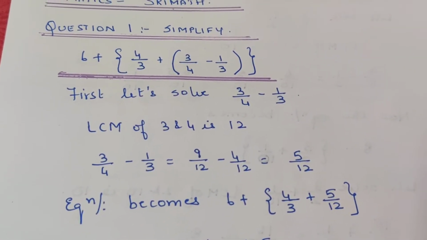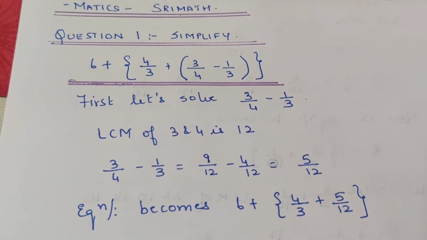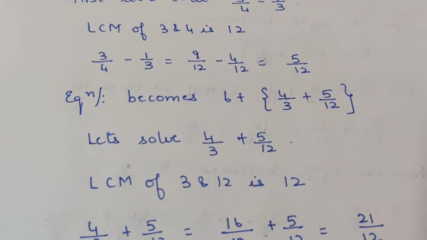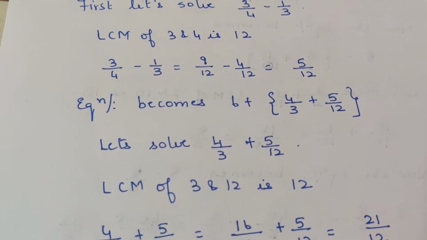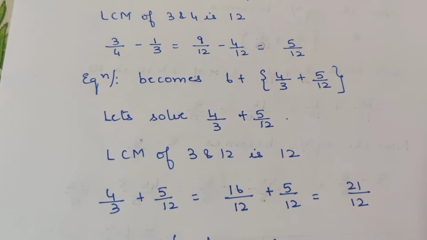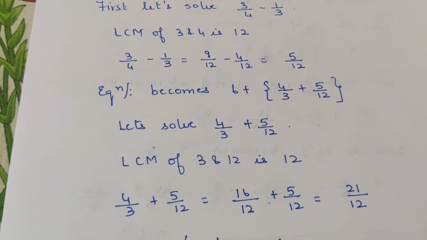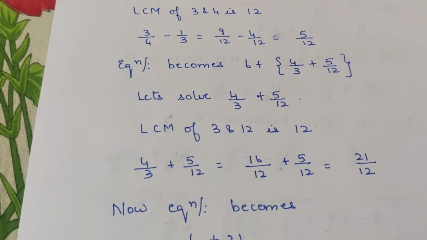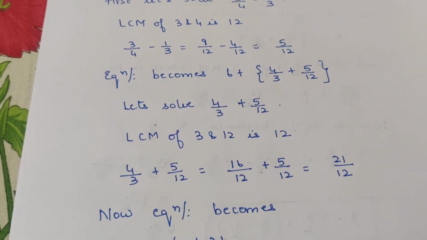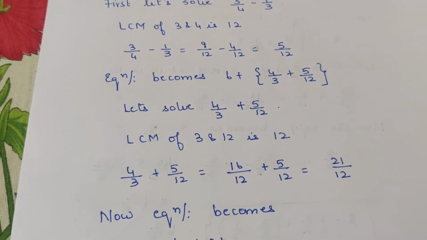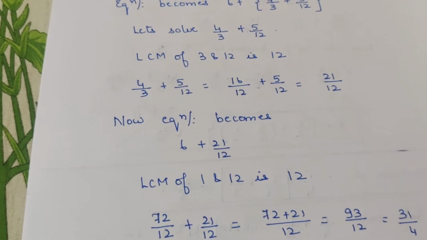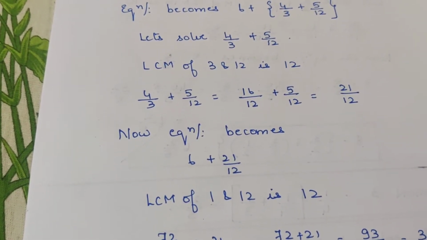Therefore the equation becomes 6 plus 4 by 3 plus 5 by 12. Let's solve 4 by 3 plus 5 by 12. LCM of 3 and 12 is 12. Therefore 4 by 3 plus 5 by 12 is equal to 16 by 12 plus 5 by 12, that is equal to 21 by 12. So hope you understand. I'm just pausing here for a few seconds. And now the equation becomes 6 plus 21 by 12.